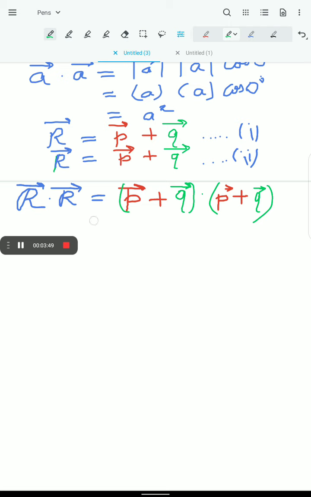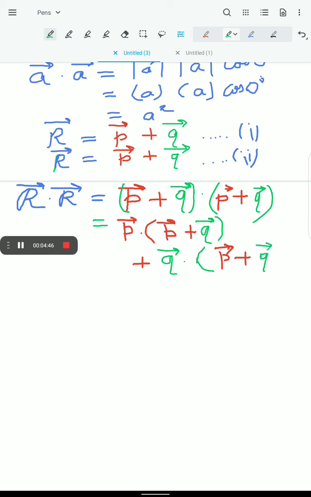However, the dot product is distributive. That means we can distribute this bracket and write P dot P plus Q, plus, we are distributing the dot product over addition, Q dot P plus Q.